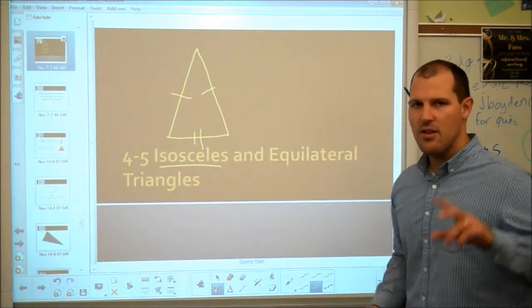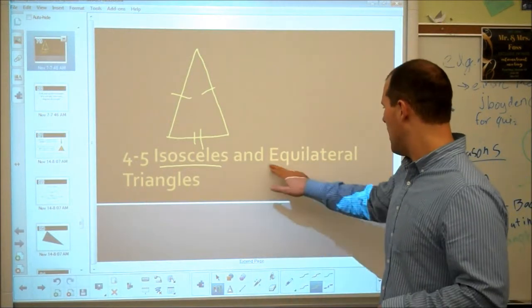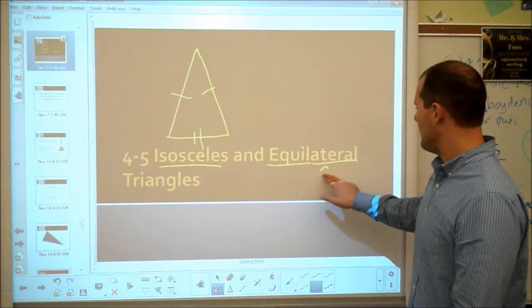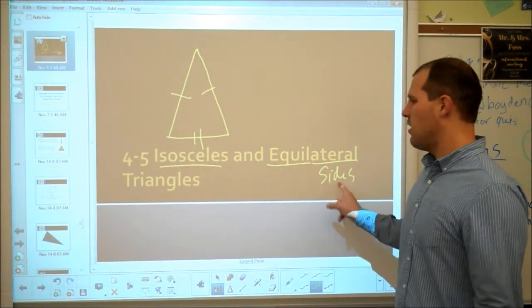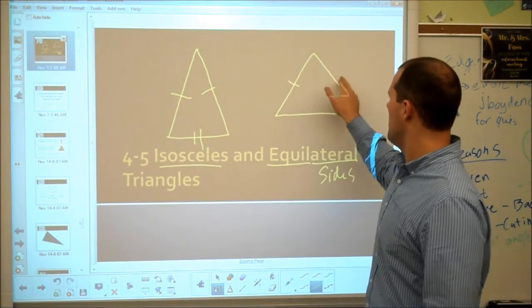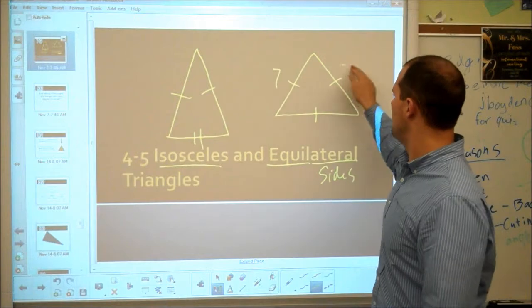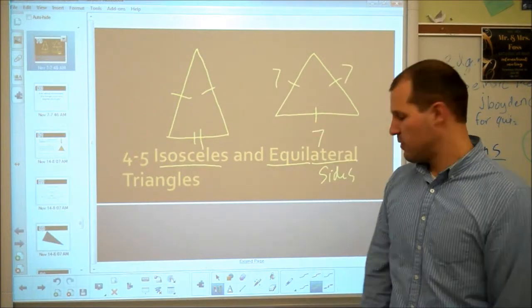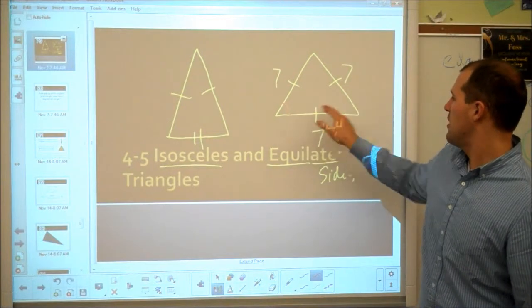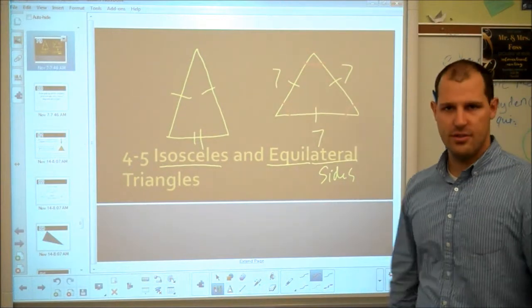Okay, for equilateral, that one we can break down a little bit easier. Equal, that's pretty easy to see. And then lateral means sides. So it means that all the sides are equal. So something like this, and you've definitely seen that before. Maybe it's 7, 7, and 7. All equal sides. One of the cool consequences of that is that if all the sides are equal, then all the angles are also equal.